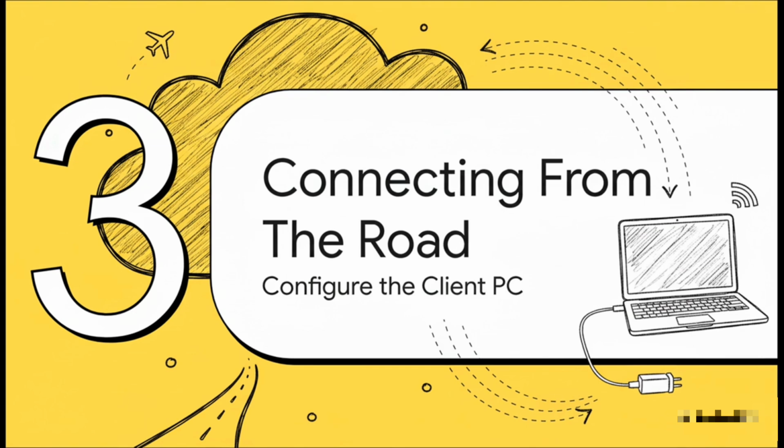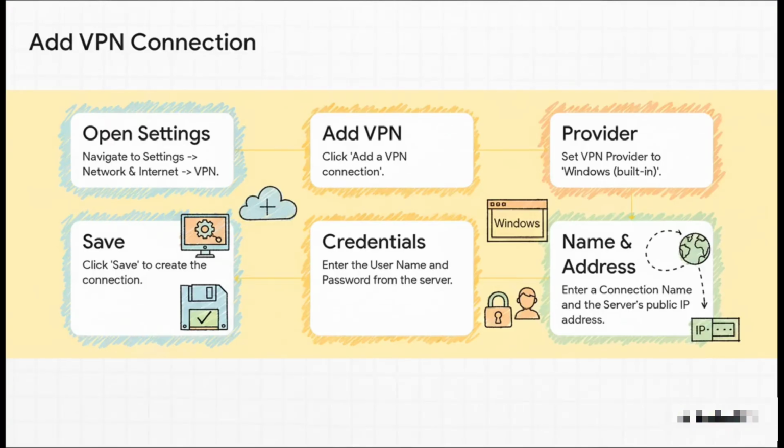All right, our home base is all set up. So now, let's switch hats. We're no longer at home. We're now on our client PC. You know, your travel laptop, the one you've got with you on the road. So on this laptop, you're going to open up your VPN settings and add a new connection. For the provider, just choose Windows Built-in. Give it a friendly name you'll remember, something like My Home VPN.